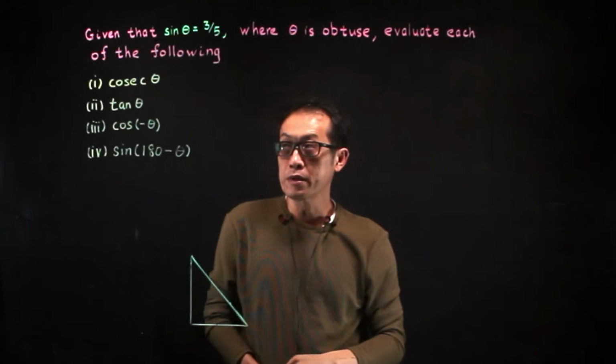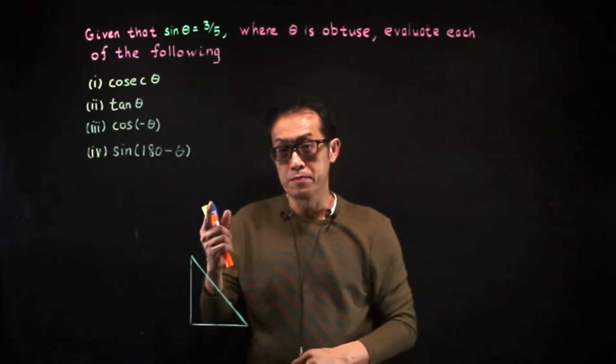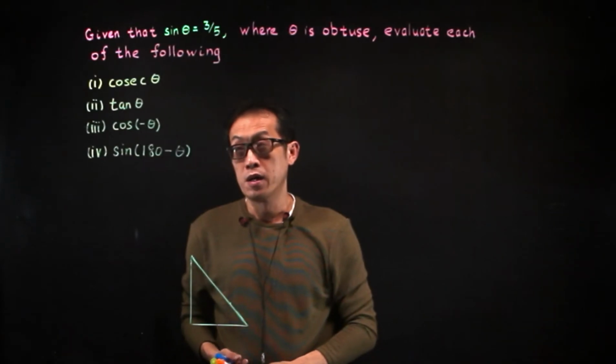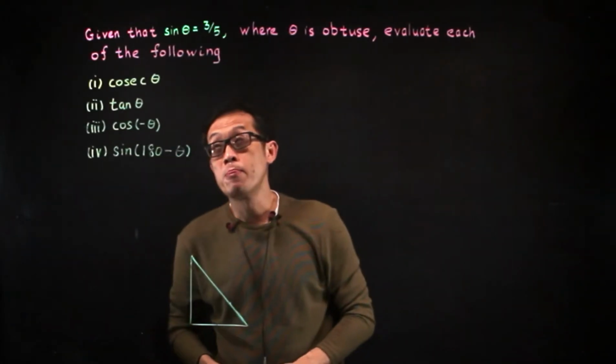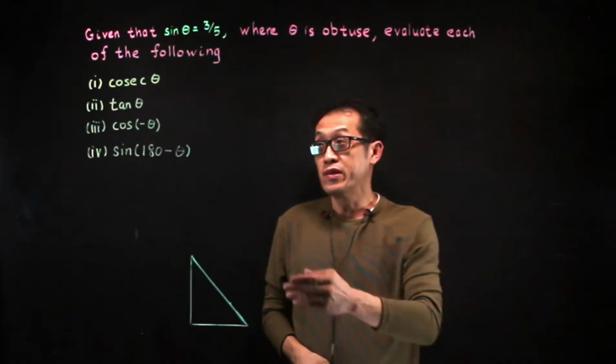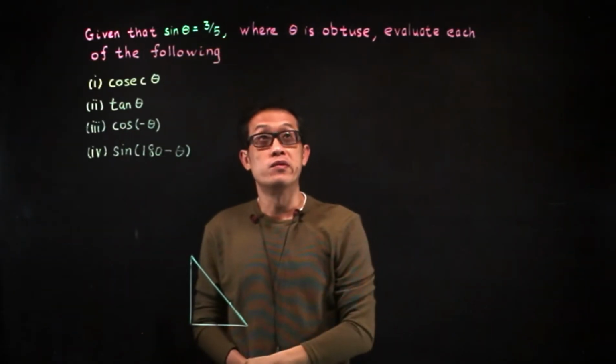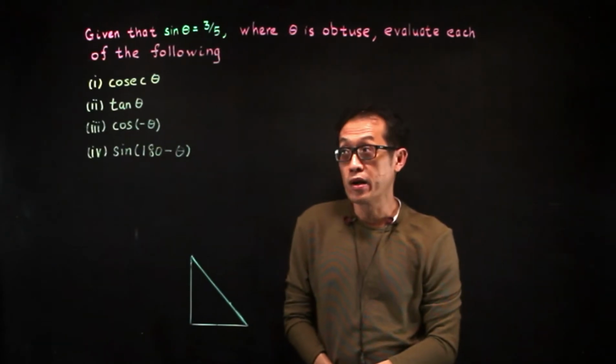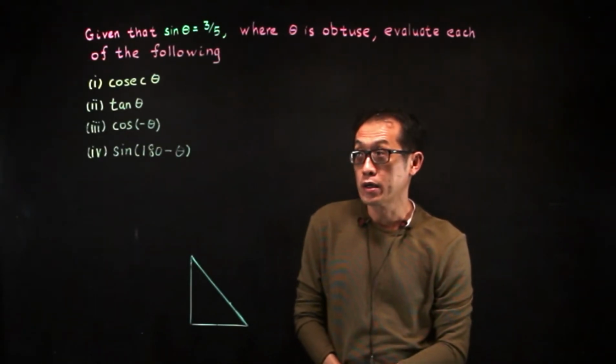Today we will be attempting two questions that are based on the topic of trigonometric ratios. Let's start off with question 1. Given that sine theta is 3 over 5, where theta is obtuse, evaluate each of the following.